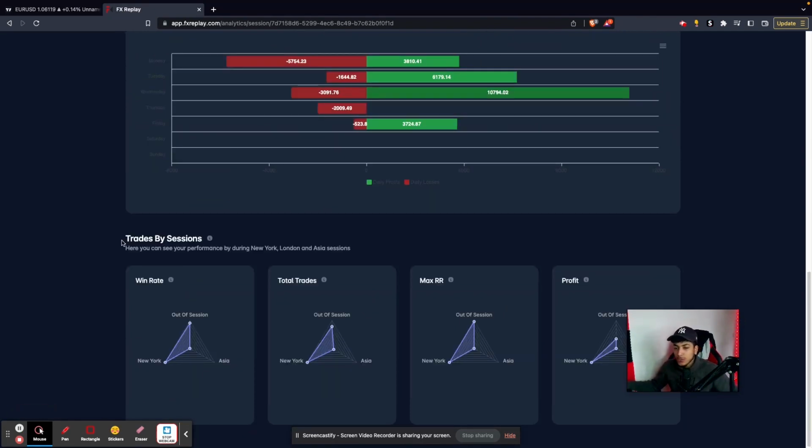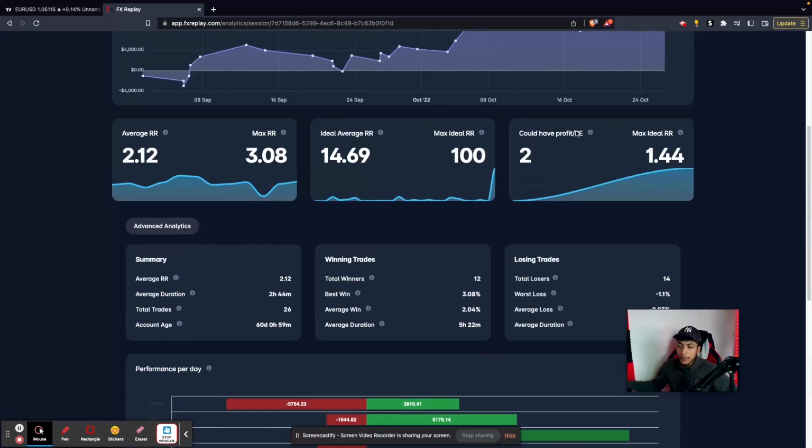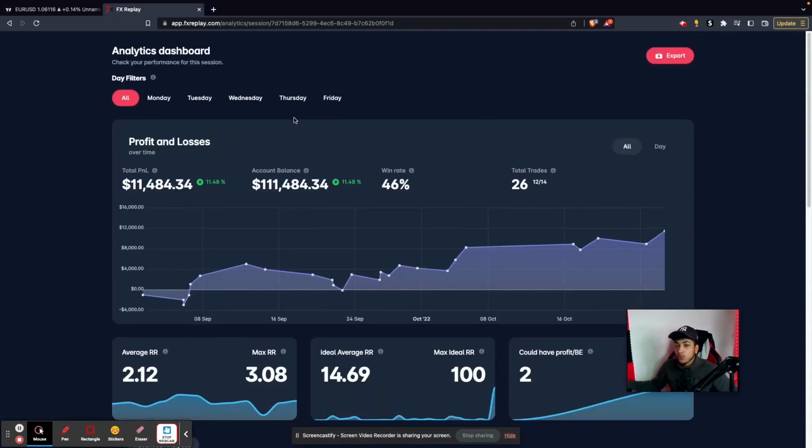Now all the way down here, you have your trades by session. So it just shows you your win rate, your total trades, your max risk reward ratio. Again, all the statistics are up here, but it shows it on a session by session basis. And obviously for this, I was only trading New York session. But if you were backtesting multiple sessions, it will show you which one would be your most profitable session. So again, a bunch of super useful statistics that you can use to benefit your trading, improve your win rate and just overall get funded a lot quicker.